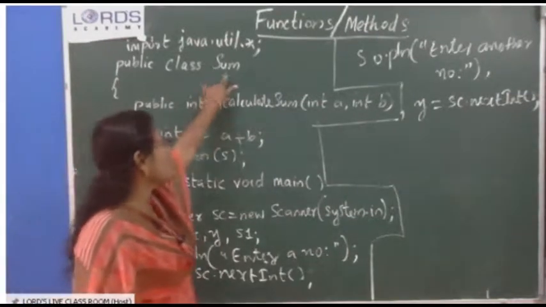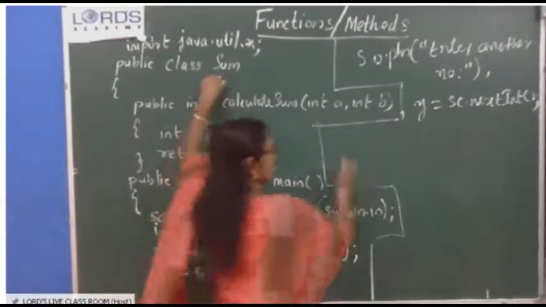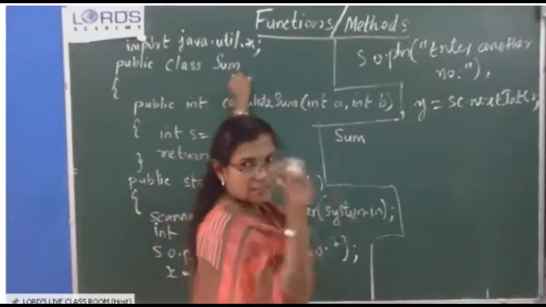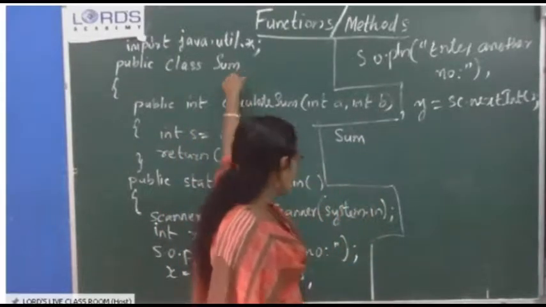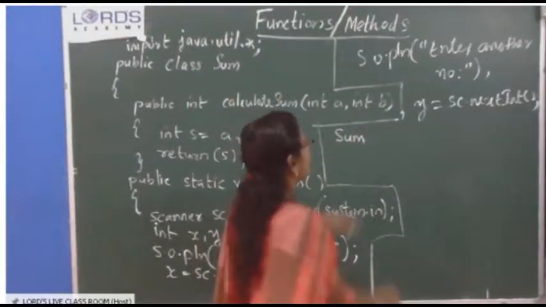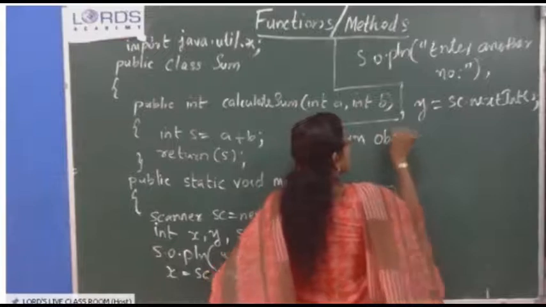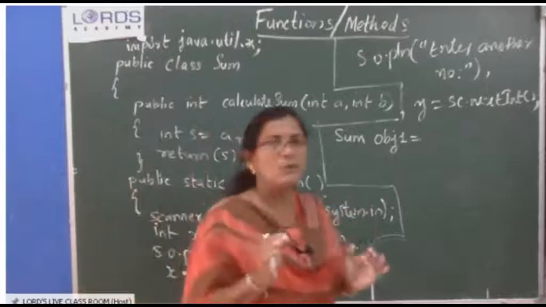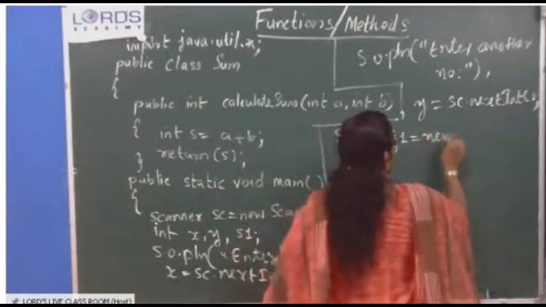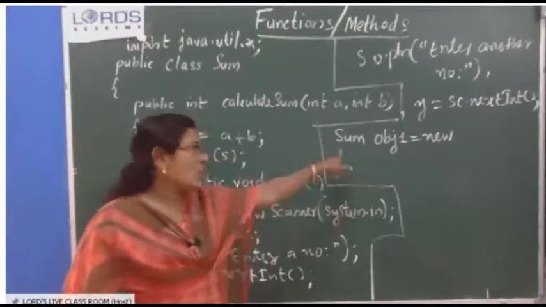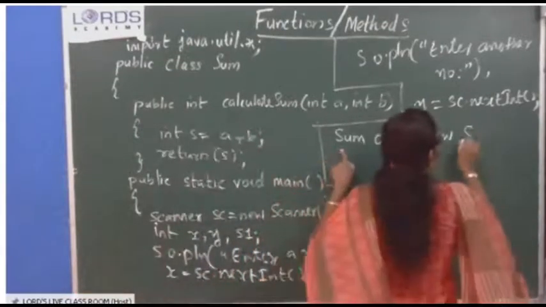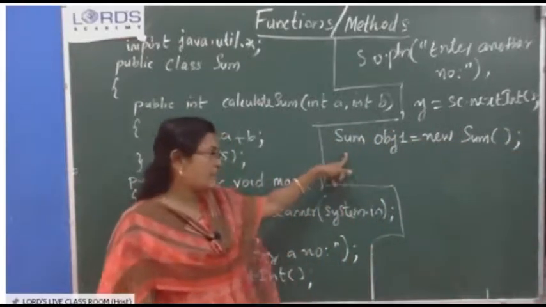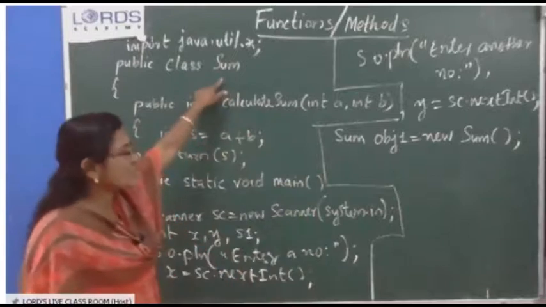Now to create an object of the class named Sum, the syntax used is Sum type object, this particular class type. An object has to be created. So class name followed by object name. Say the object name I am giving is obj1 equal to, the keyword used for creating an object is the new keyword, followed by the class name, new Sum, opening and closing brackets, statement terminator. So you created an object of the Sum class.